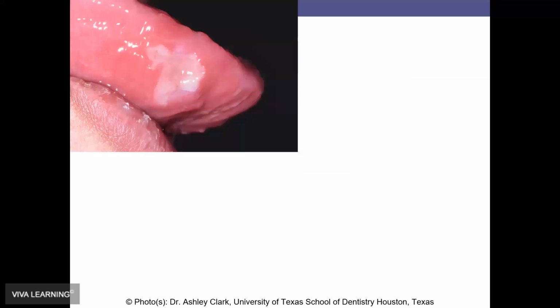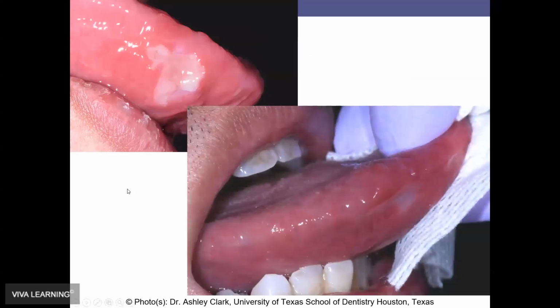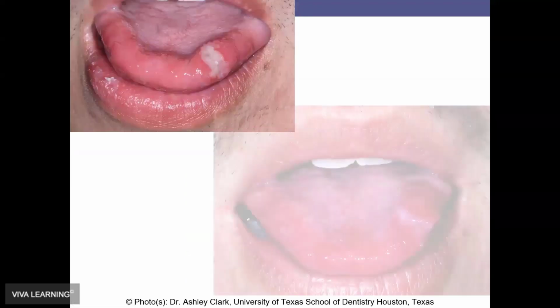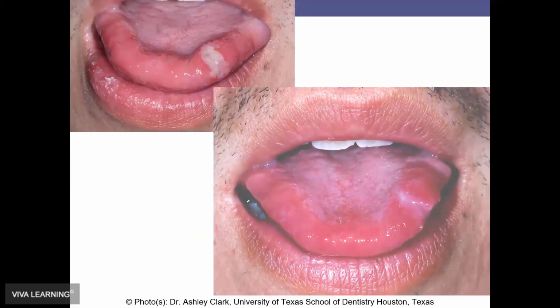This is a patient of mine that had major aphthous ulcers. I wanted to show you the before and after. He had not gone without an ulcer in his mouth for about 30 years, he told me. All I did was switch him to SLS-free toothpaste. I gave him a magic mouthwash and I gave him a steroid. And this is the before and after.